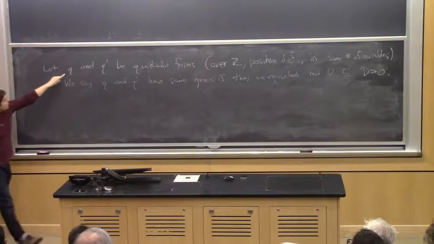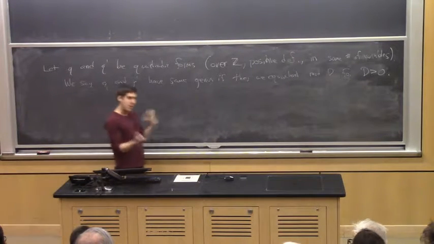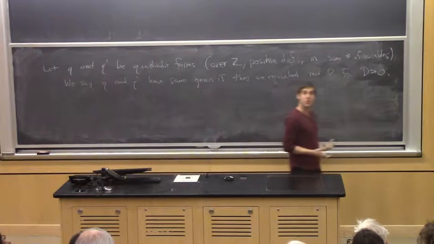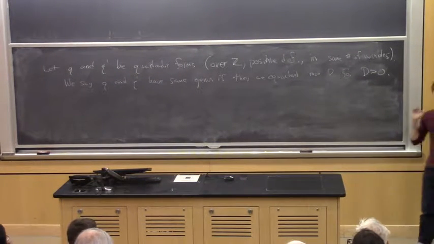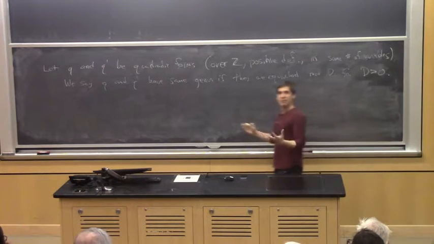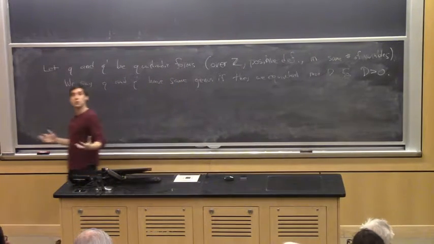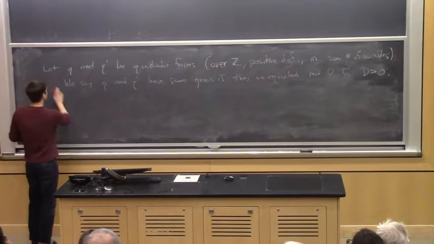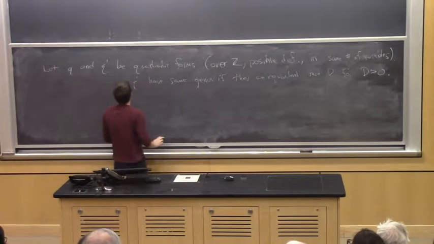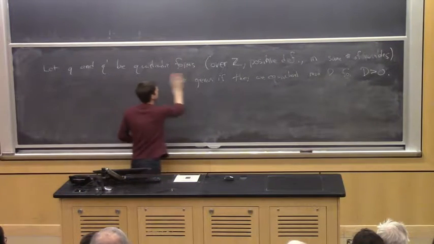If you fix a quadratic form Q and ask how many quadratic forms are in the same genus as Q, up to equivalence, there's only finitely many of them. And in fact, there's a formula which tells you how many of them there are, provided that you count them with the appropriate multiplicities. So I want to state that formula for you, but first I need to introduce a little bit of notation.